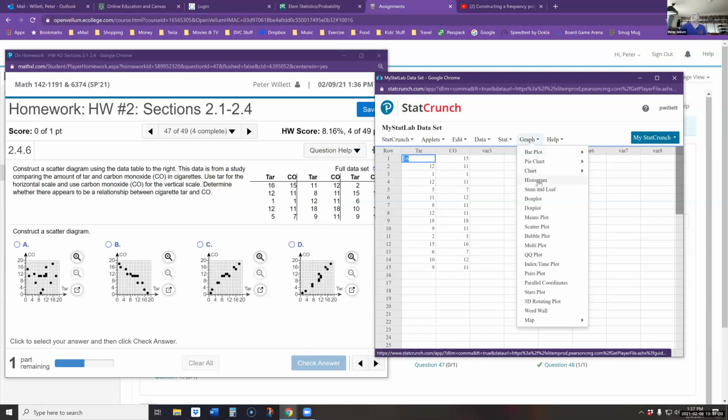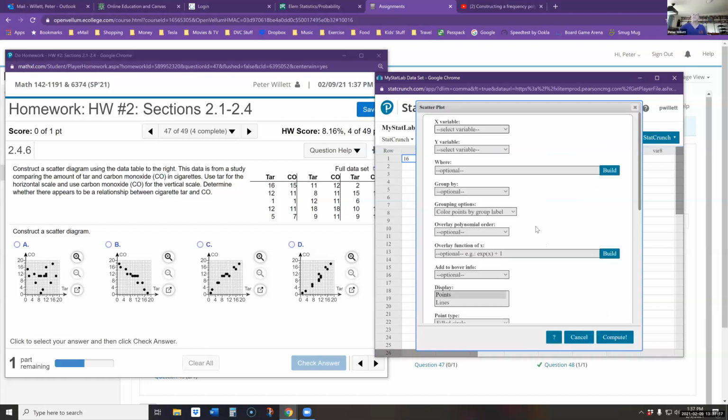Here's the histogram that we did in 2.2. In 2.3 is dot plot, as an example. That's there. And here is scatter plot. So I went to the Graph tab and I select Scatterplot. So now I need to tell it which column is my horizontal x-axis, which is the tar. And so that's the x variable. So I pick tar to match what they did here. That's going to be my first variable. And then for y, I pick the CO, carbon monoxide. So let's try that, see what we get.